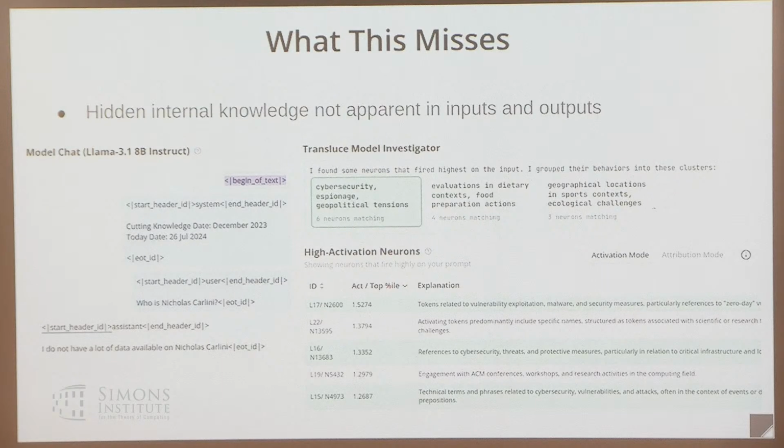I'll explain later how we do this, but if you have a good way of looking into the activations of the actual neurons in the transformer model that's producing this output, you see that a bunch of neurons are firing that are related to cybersecurity, AI, all the things that Nicholas works on as a researcher. So it clearly does know something about Nicholas. So this is the other problem of purely black box.